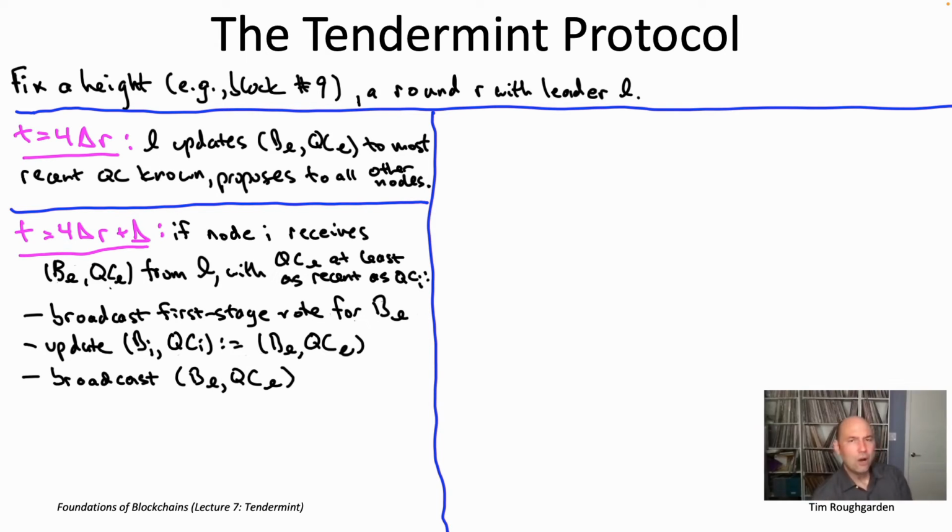In fact, it's even okay if B sub I and B sub L match. In that case, it's okay for node I to cast a vote, even if the leader is out of date. So if QC sub L is older than QC sub I, but it's for the block that node I already believes in, turns out you can actually get away with casting a vote in that case as well.